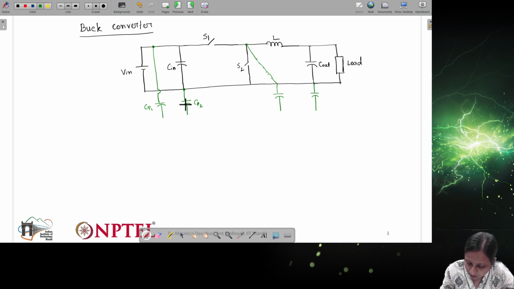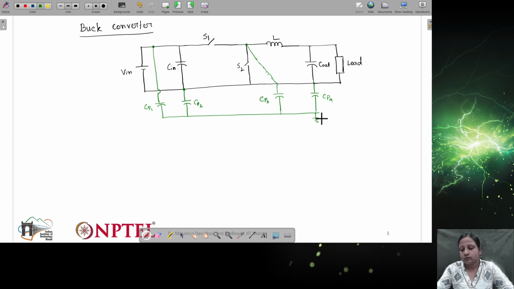So now these all are connected to the protective ground, CP3, CP4. Now if you see here, basically the common mode and the differential mode current we can actually figure out. So let's consider this differential mode noise.